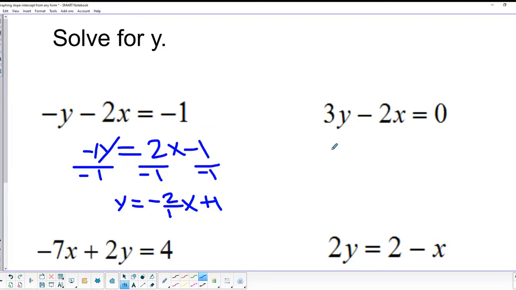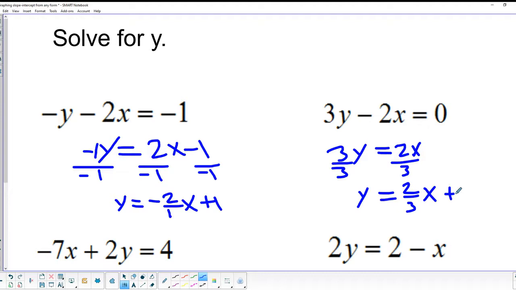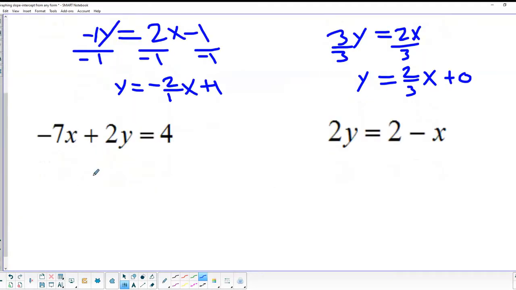And the next one over here, we rearrange, we get 3y equals 2x. Divide both sides by 3, and we get y equals 2/3 x. And there's no y-intercept on there, so we could put plus 0 just so you know what that does. On our next problem, 2y equals 7x plus 4. Okay, divide by 2.